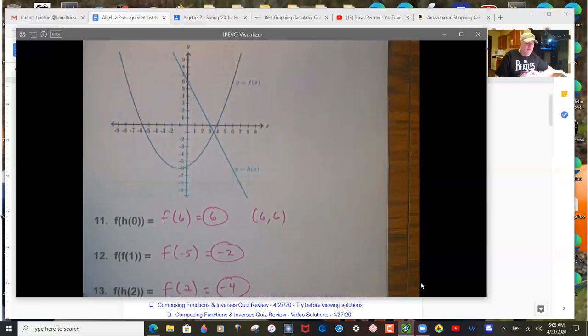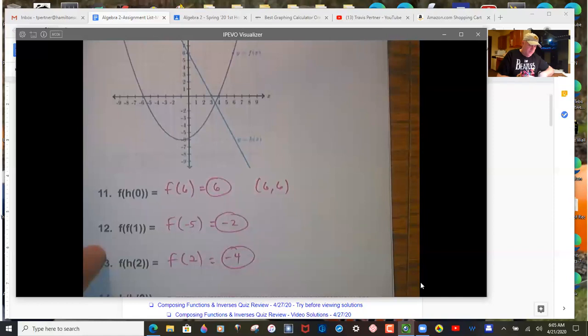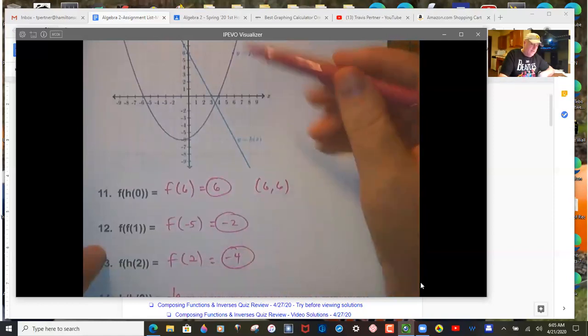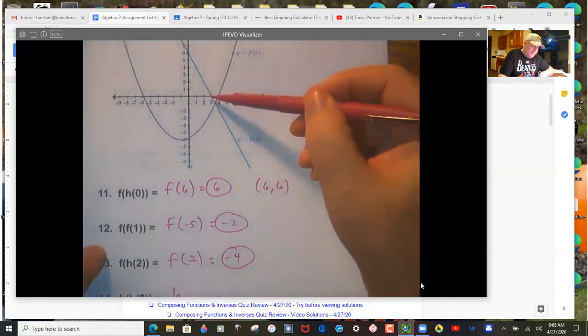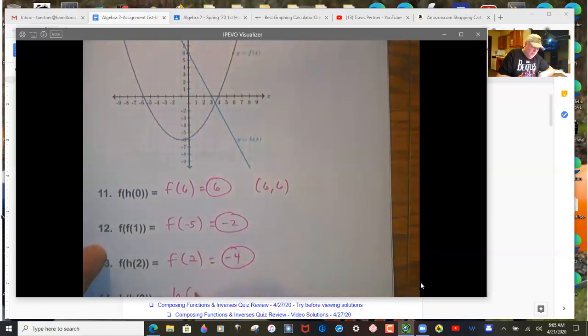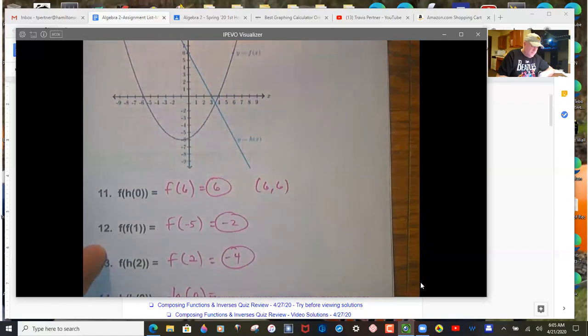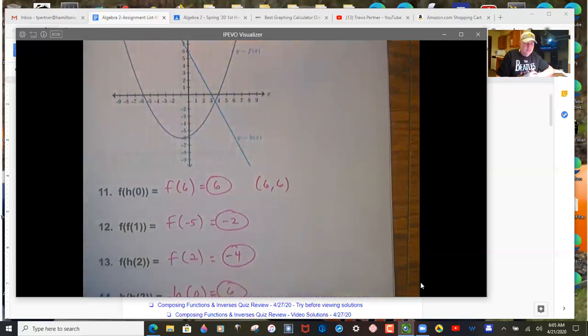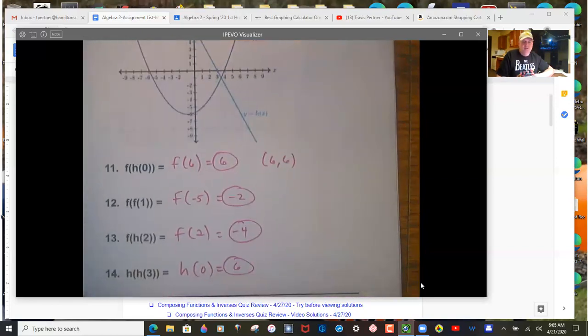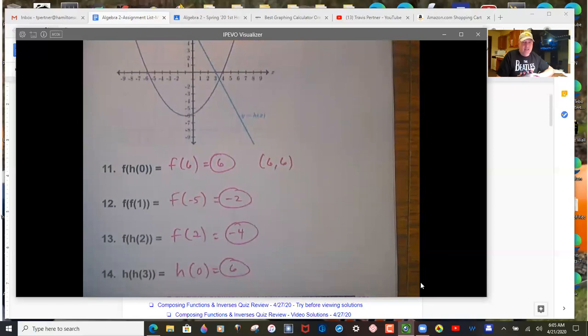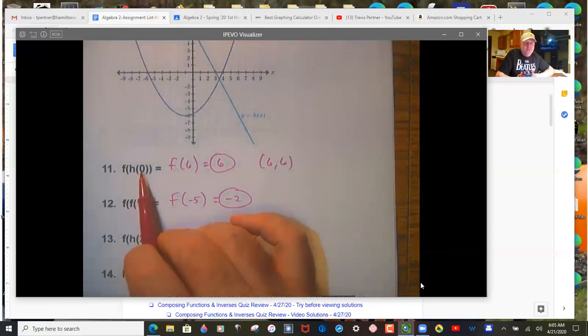Anything inside the parentheses is an independent variable value, an x value. And so that's where you always go. So h of 3, so I go to x equals 3 on the h function, that is 0. And then h of 0, so I go to x equals 0 on the h function, that takes me back to 6. It's really pretty simple.